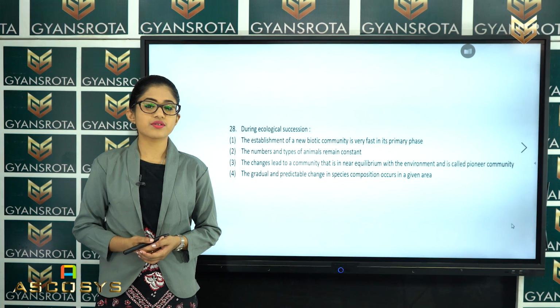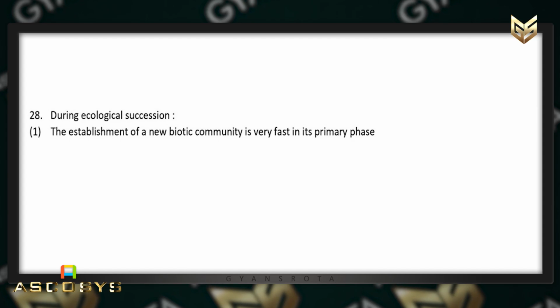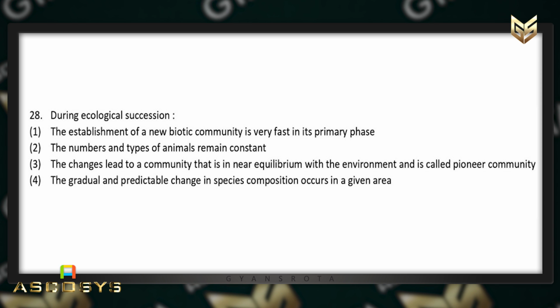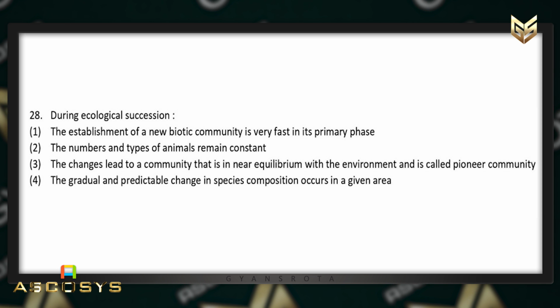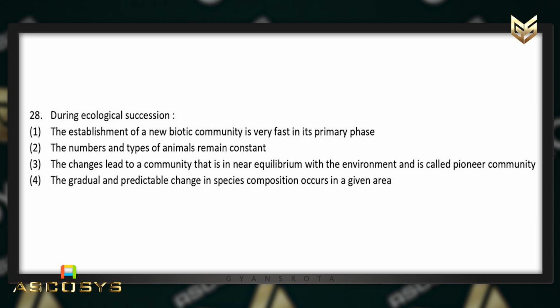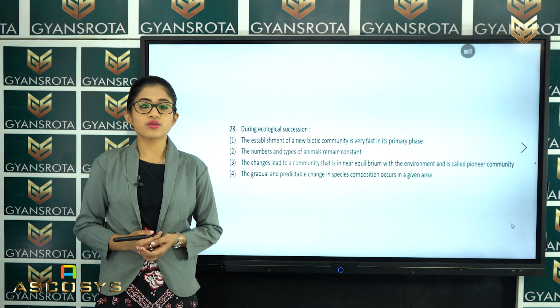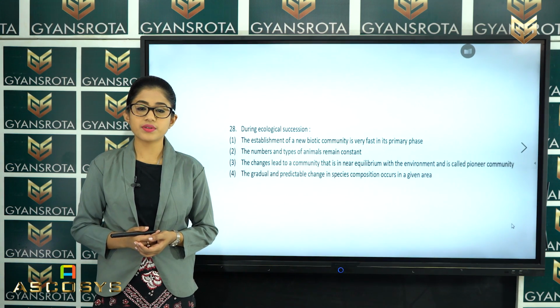Now, the next question is question number 28. During ecological succession, the establishment of new biotic community is very fast in its primary phase, or the number and types of animals remain constant, or the changes lead to a community that is in near equilibrium with the environment and is called the pioneer community. And the fourth is the gradual and predictable changes in species composition occur in a given area. So, this question has been discussed in the chapter Ecosystem.